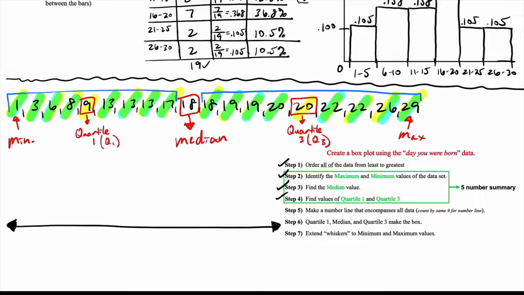The number line doesn't need to have every single number. It doesn't need to have 1, 2, 3, 4, 5, 6, 7, 8, 9, 10, all the way to 30, 29. It doesn't need to do that. I can count by twos. I can go 0, 2, 4, 6, 8. I can go like that.